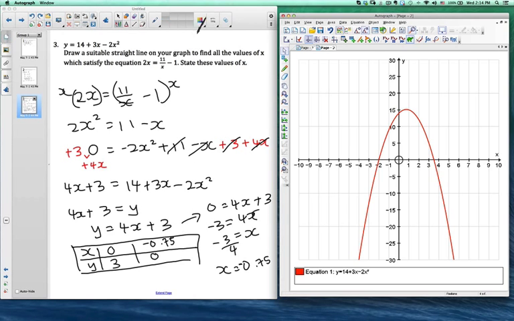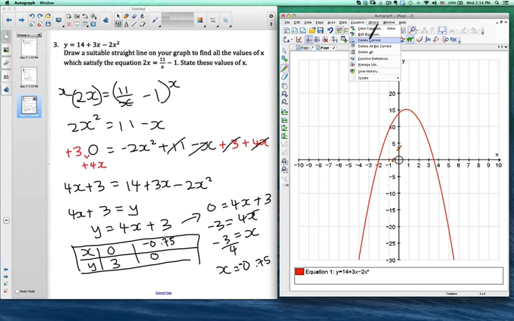Let me come to this app and plot the coordinates. The first one is when x equals to 0, then y equals to 3. 0, 3 is roughly here. And then the other one is when y equals to 0, this is negative 0.75. I believe it's somewhere here. Then I'm going to connect it.